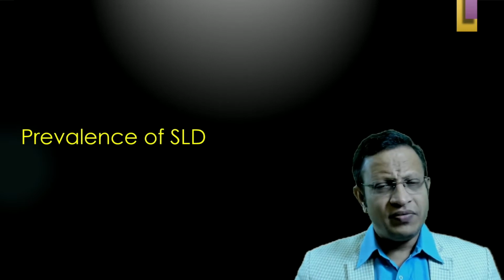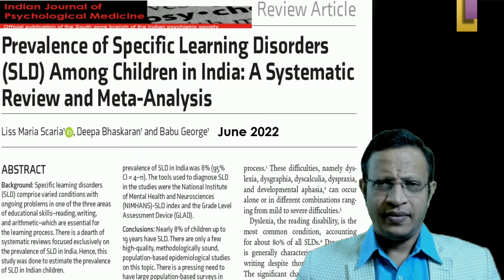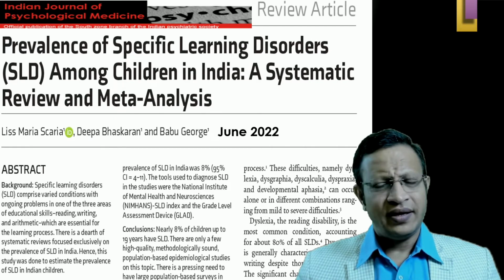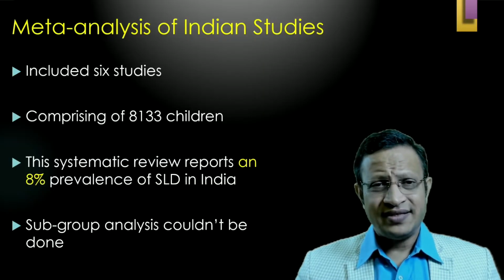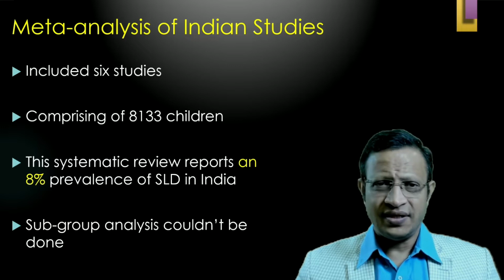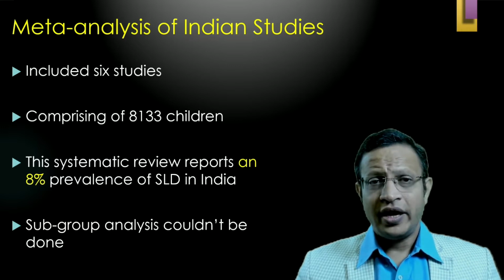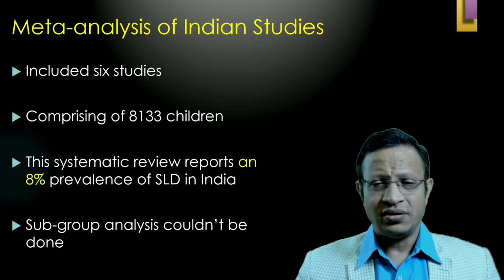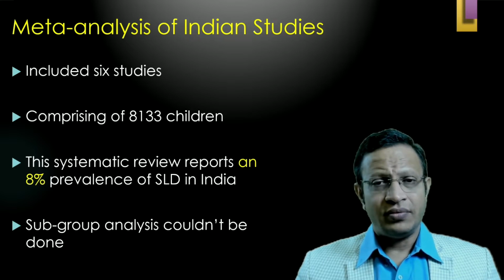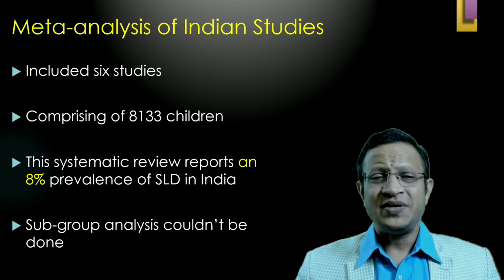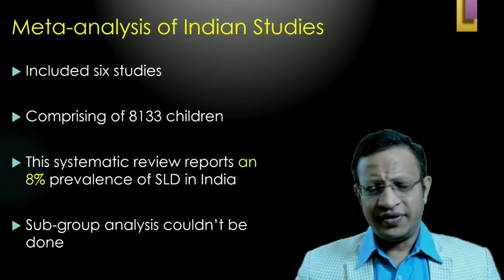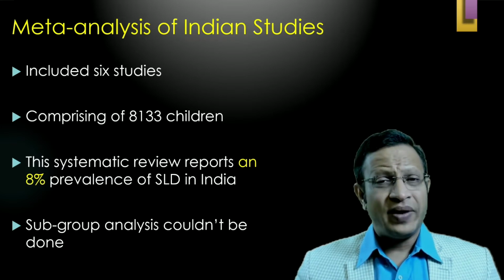So, what is the prevalence of specific learning disorder? There was a meta-analysis conducted in India in June 2022. This had 6 important studies of SLD, comprising 8,133 children. The systematic review reported 8% of the children suffering from specific learning disorder. However, subgroup analysis could not be done.